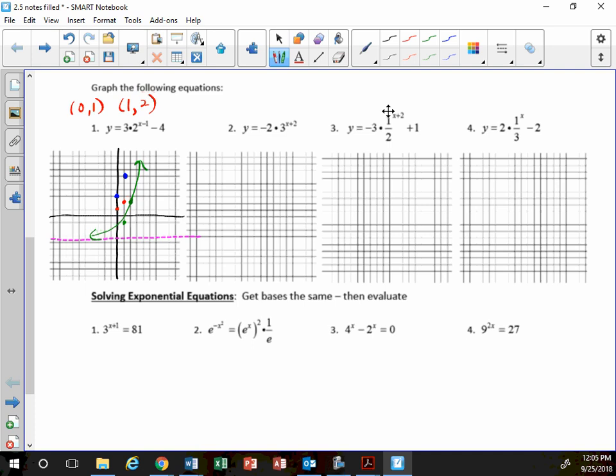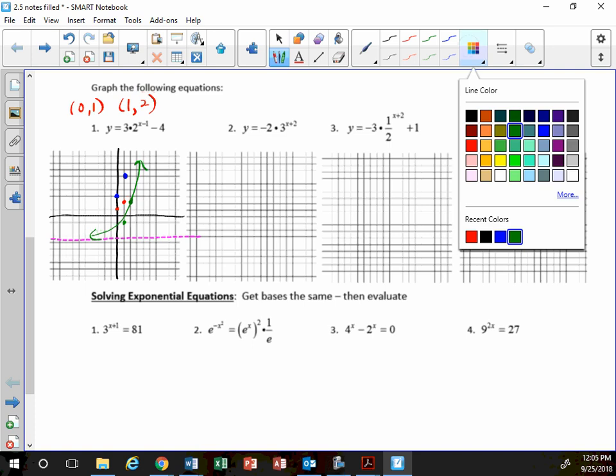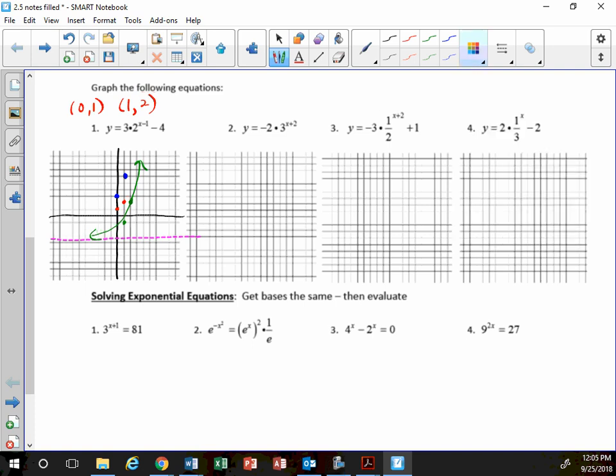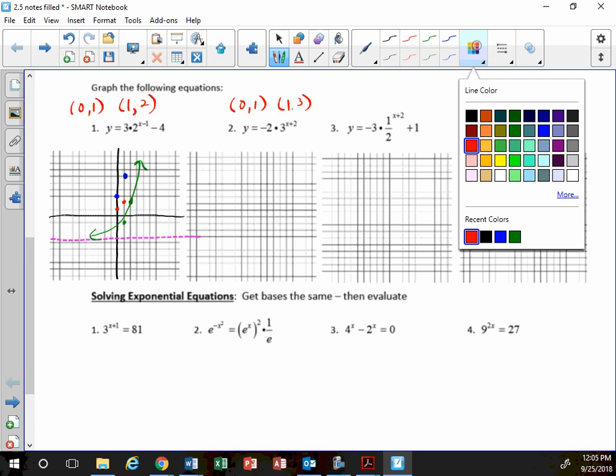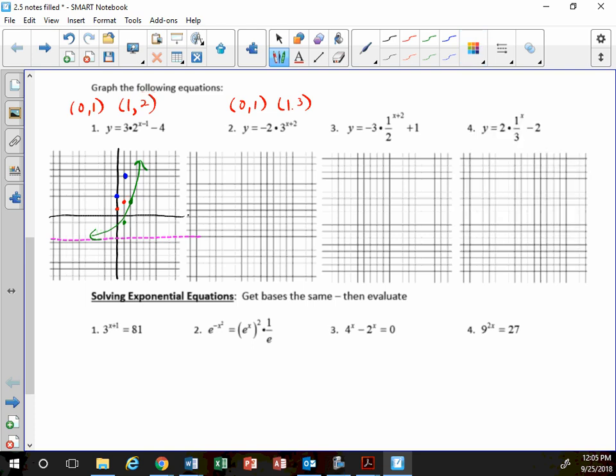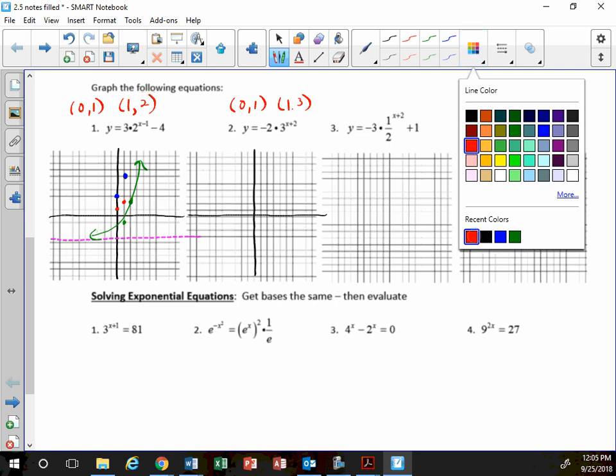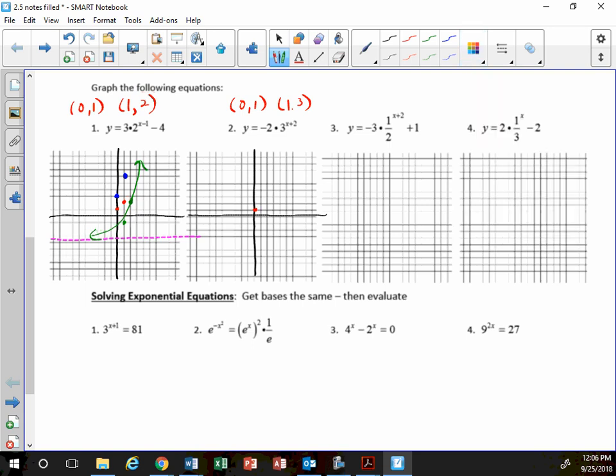So let's look at number 2 together. What are the 2 points I'm going to start with on this one? 0, 1, and 1, 3. 0, 1, and 1, 3. Maybe I need an X and Y axis. 0, 1, 1, 3.